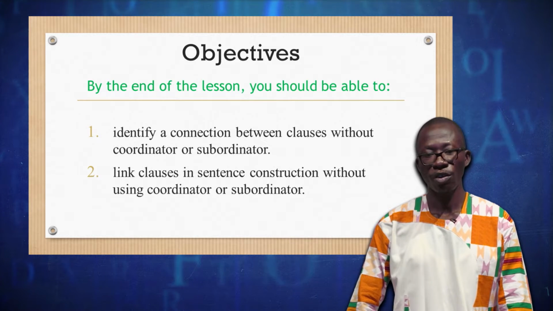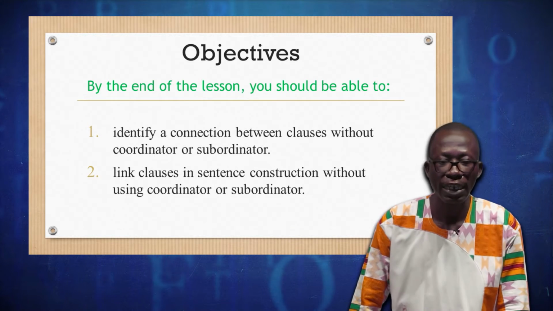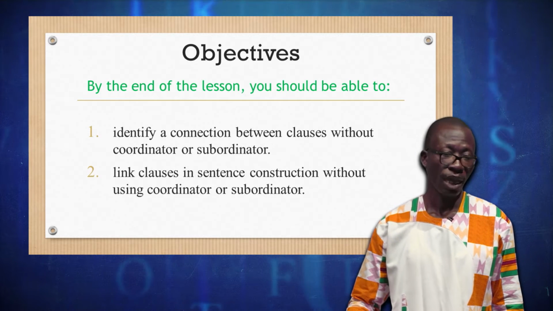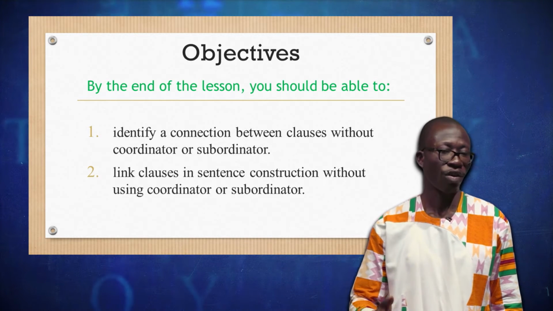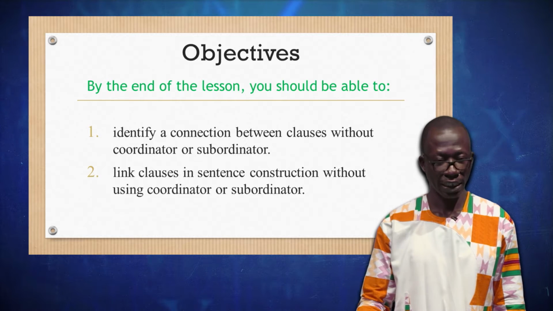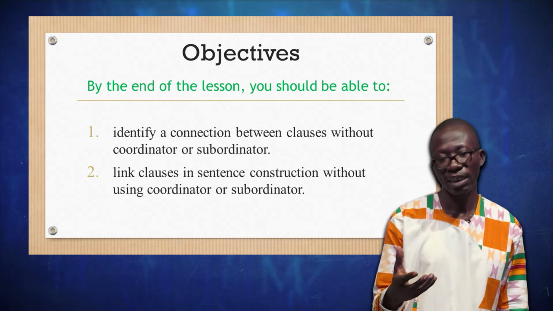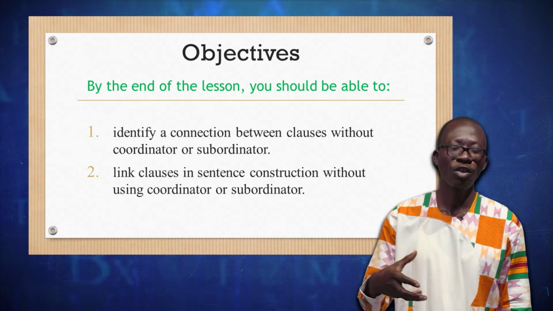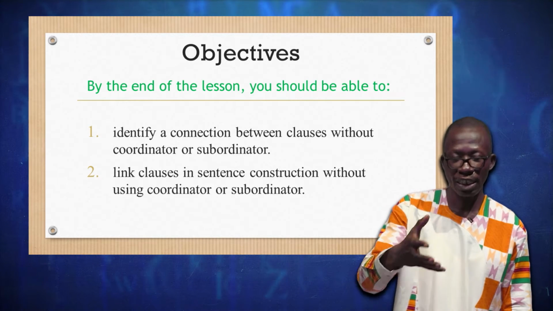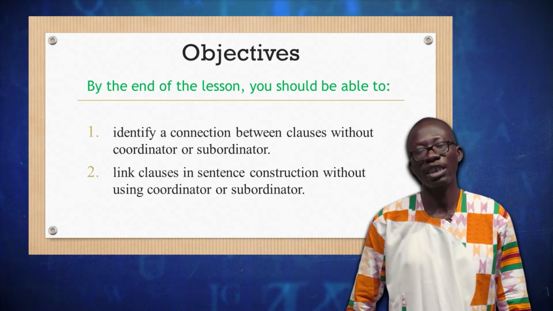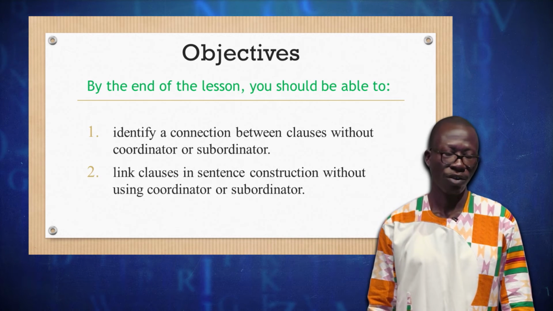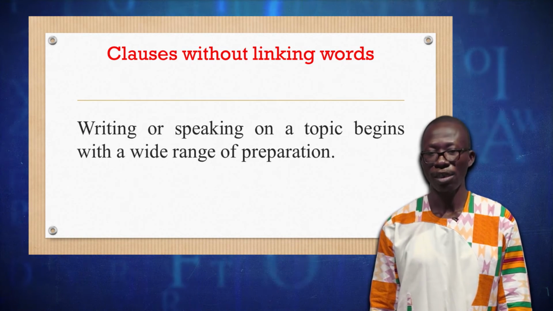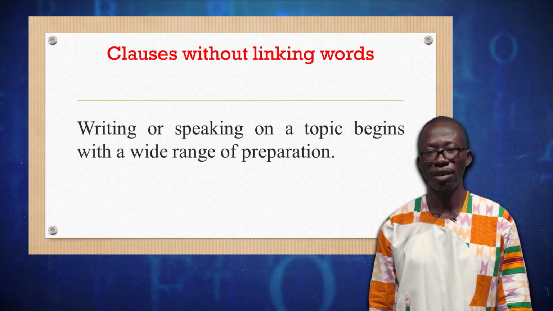And then two, we should also be able to link clauses in sentence construction without using coordinator or a subordinator. After you have been able to identify in a text or in a speech a link between clauses without subordinator or a coordinator, on your own you should also be able to do this anytime you are constructing a sentence, either you are writing or you are speaking. Now let's go into the lesson, linking clauses without linking words.